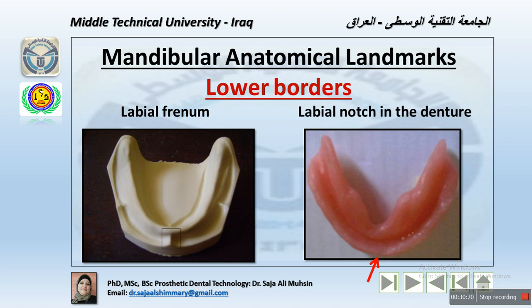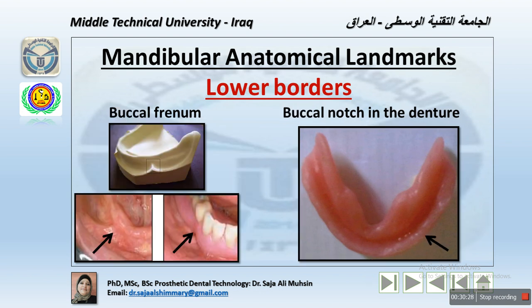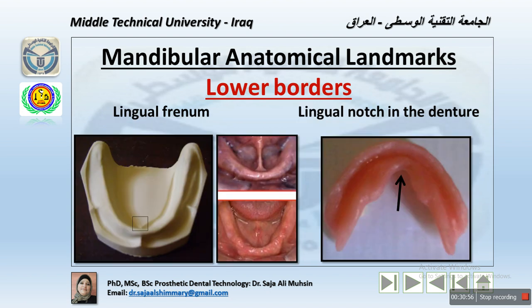In terms of the labial frenum, as we mentioned with the maxillary, we also have a labial frenum, which will appear as a labial notch in the denture, but this will be in the lower mandibular denture. The buccal frenum creates a buccal notch in the denture. So any frenum will later be a notch in the denture. And we should notice the direction of the frenum as well, in terms of the movement of the floor of the mouth, the cheek, and the lips, of course.